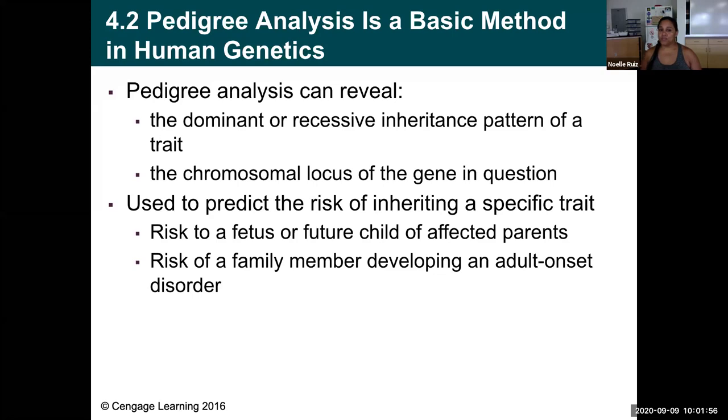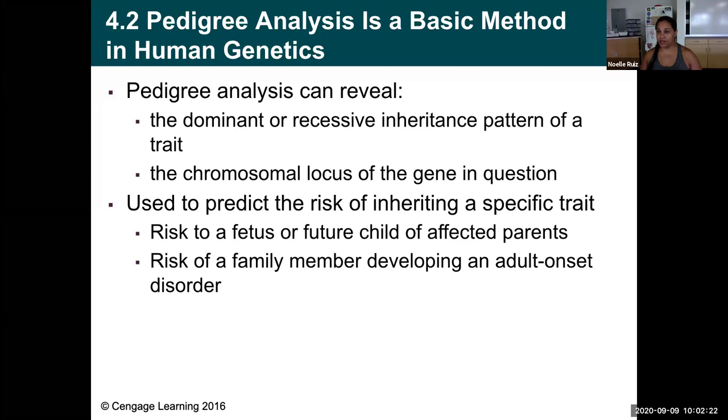Pedigrees are used to predict the risk of inheriting a specific trait, a risk to a fetus or future child of affected parents, or a risk of a family member developing an adult onset disorder. Some disorders are genetic, but they don't come over a person until they're actually adults. Huntington's disease is one of those, and we will talk about that.